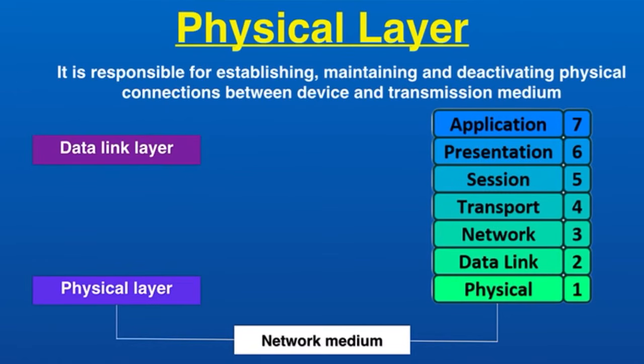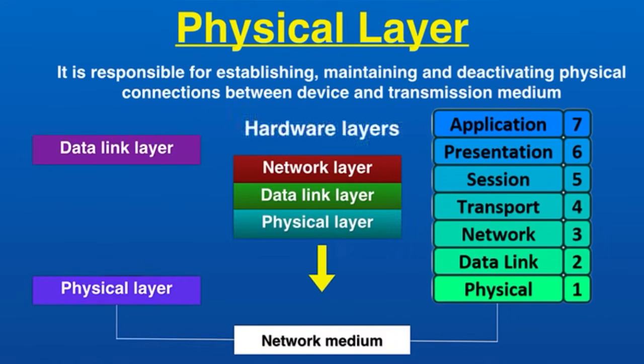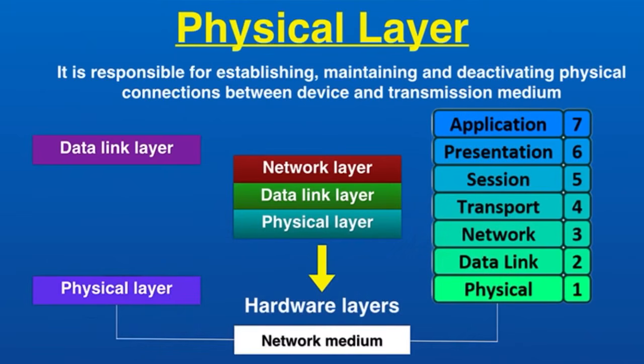or computer. Physical layer accepts data frames from data link layer and converts them into a bit stream of zeros and ones. Then bit stream is transmitted to receiver physical layer through a network medium. Hub, repeater, modem, cables are physical layer devices. Network layer, data link layer, physical layer are also known as lower layers or hardware layers.